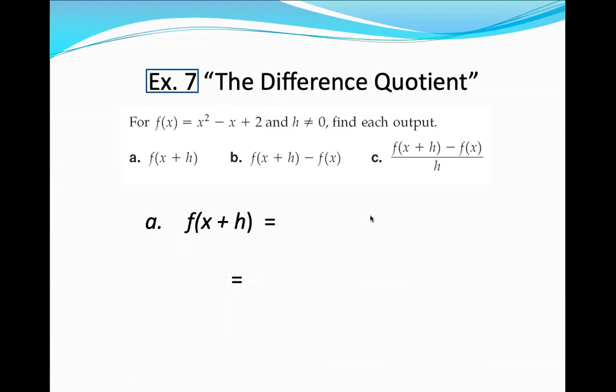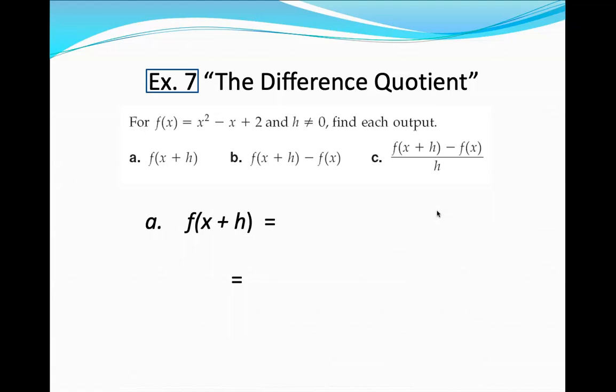And the last thing, I promised you a little bit of calculus. I give you a little bit of calculus. This weird little formula here, part C, f of x plus h minus f of x over h, is a little thing called the difference quotient.